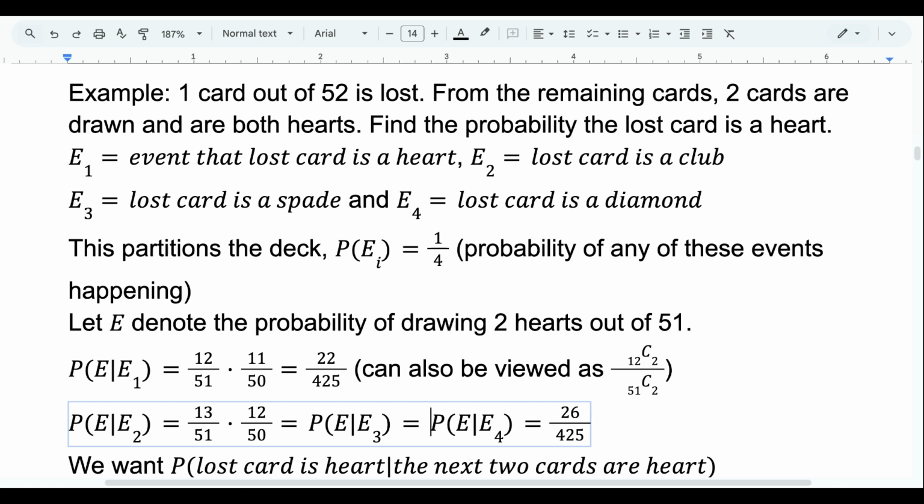So what are we trying to find? We're trying to find the probability that the lost card is a heart, given that the next two cards drawn are both hearts.